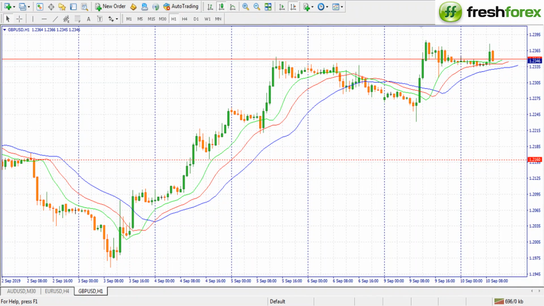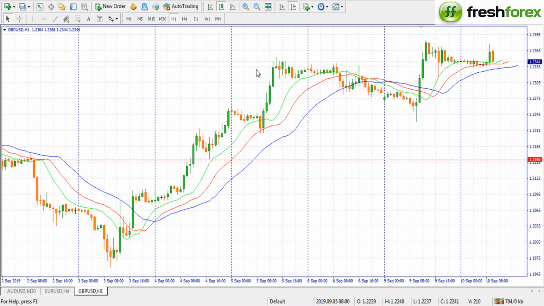This is the 10th of September 2019, and we start analysis from the pair on our screen, which is GBP/USD. So far, as you can see, this is basically upwards. We have an active uptrend from the 3rd of September. So the price has been bullish from this point.